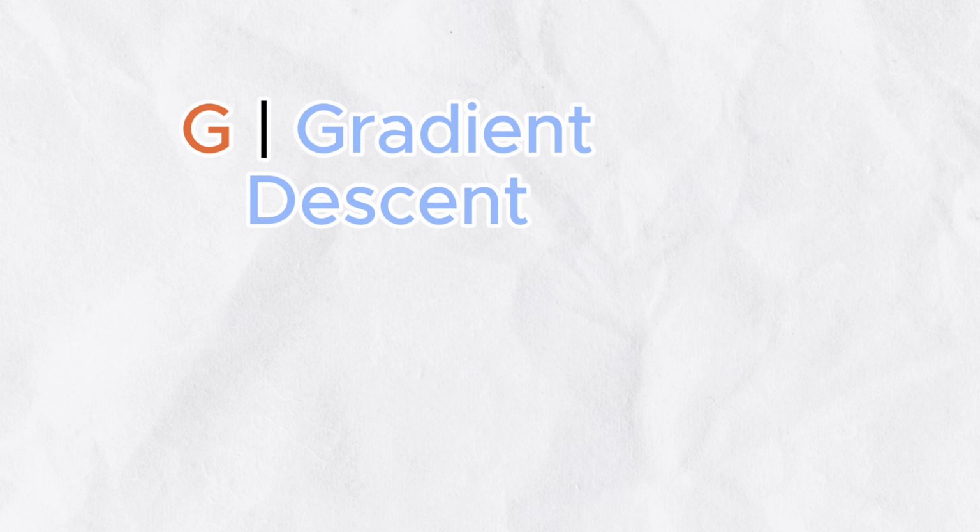Welcome to a new series called A to Z of AI, where daily we'll be discussing 5 key topics of AI from alphabets A to Z. Today's letter is G. G for gradient descent.